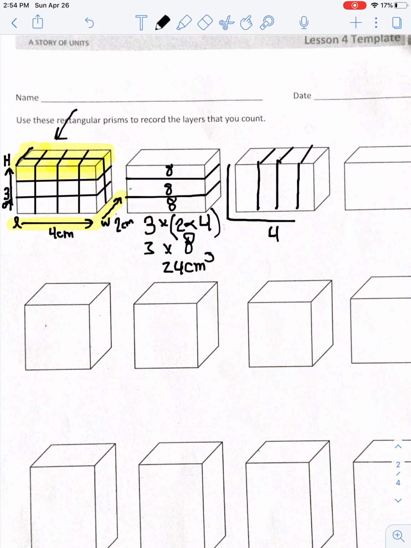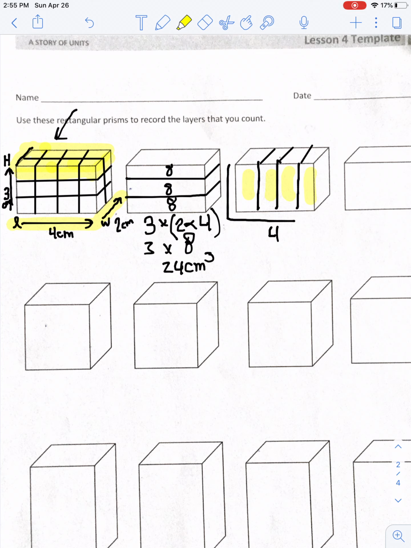Okay, just like that. So we're going to decompose it this way. How many layers do we have this time? 4. We have 4 layers. 1, 2, and I'll highlight them for you. 1, 2, 3, 4. 4 layers.